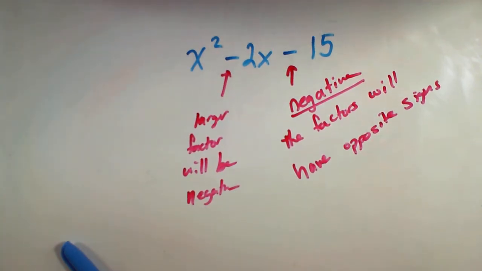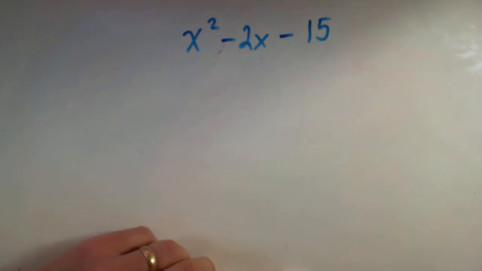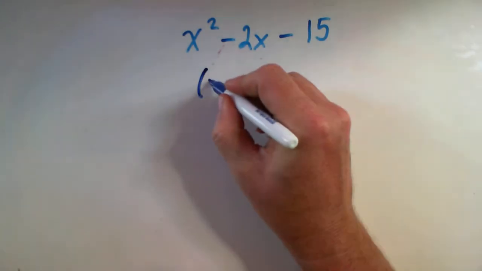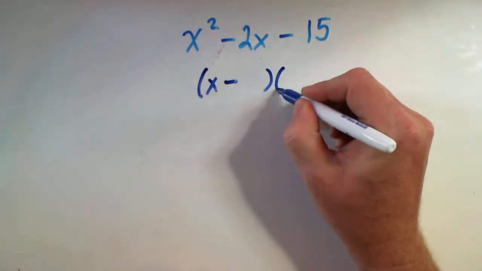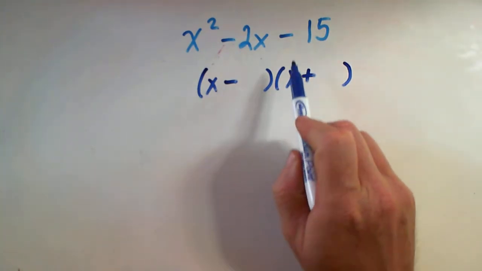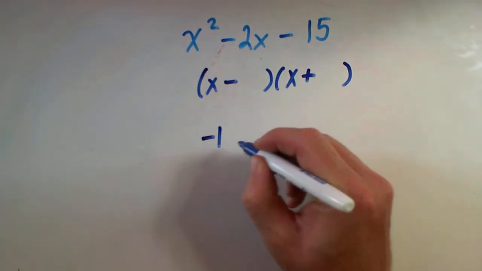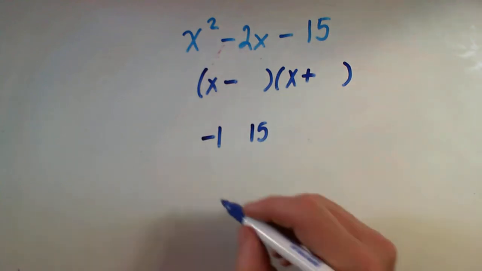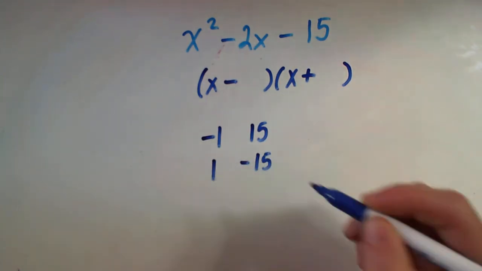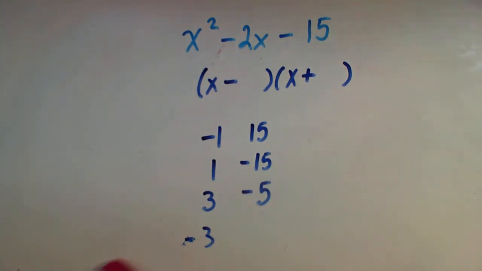So let's set up the problem, see what we've got. We're going to have x minus something, and x plus something. Different signs because that back sign is negative. How do you get 15? Negative 1, positive 15. Positive 1, negative 15. Positive 3, negative 5. Negative 3, positive 5. Any one of those sets will work to get the negative 15.